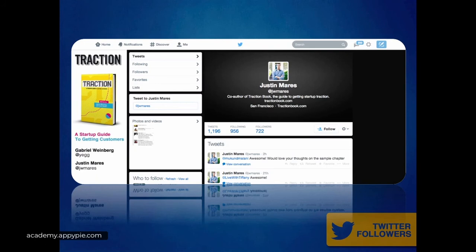Okay, so this is one of my friend's profile, Justin Mares. He's actually written this book, Traction. And so what he has done, he's put a graphic to the left of his profile displaying his book and the authors of the book. Anyone who logs onto his profile will see this exact layout. Obviously, the most eye-catching thing on this page is the book, which gets a lot of eyes on it.